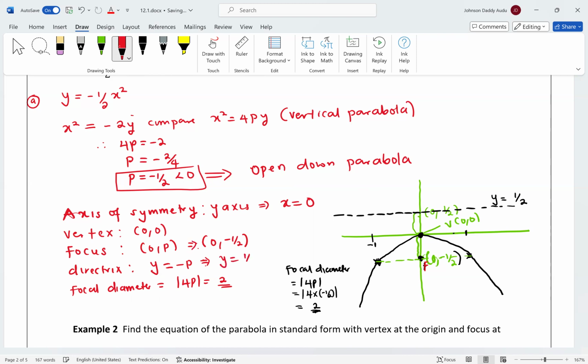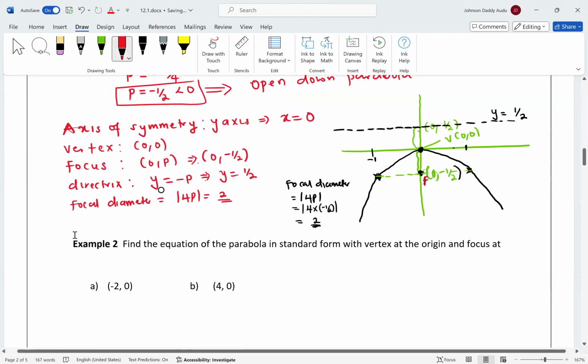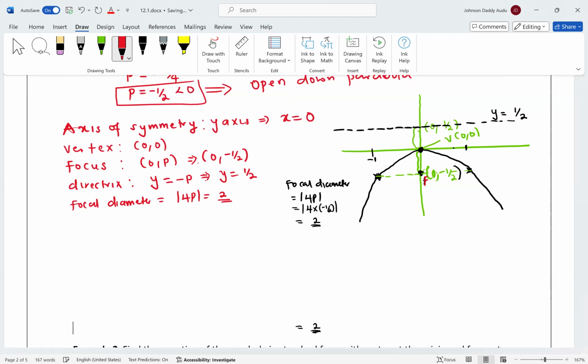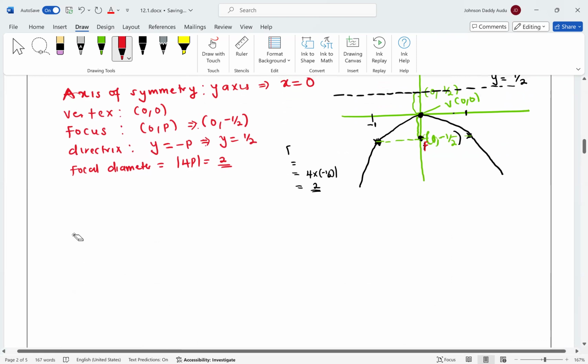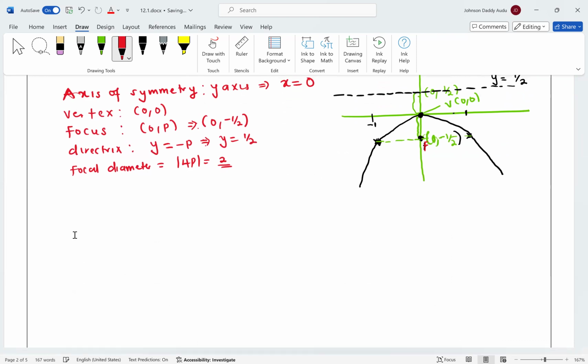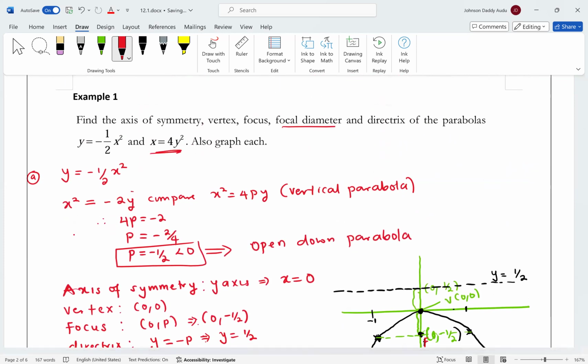Y is equals to half. Right, so let's go with the second one. Now, where's the second one? So the second one, I would like to do it without memorizing the formula. So let's take the second one here. So the second one is this one.